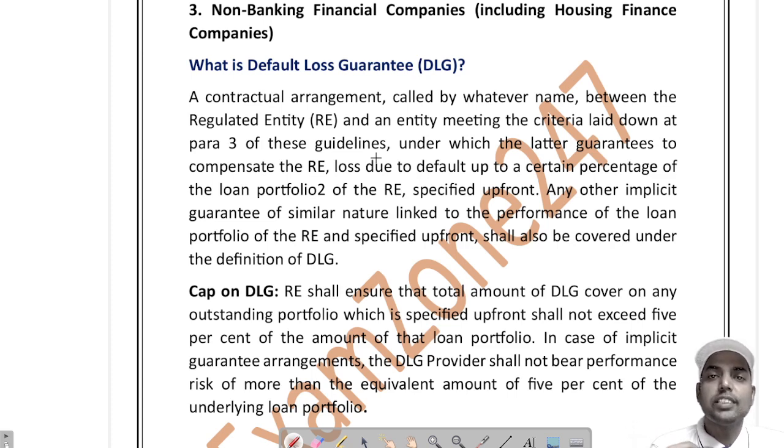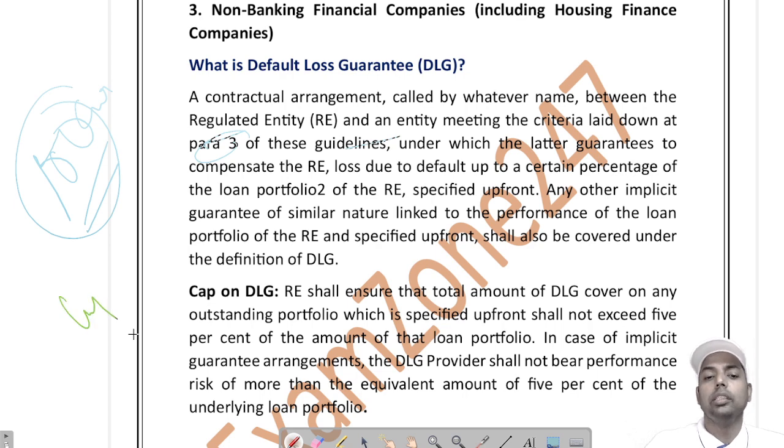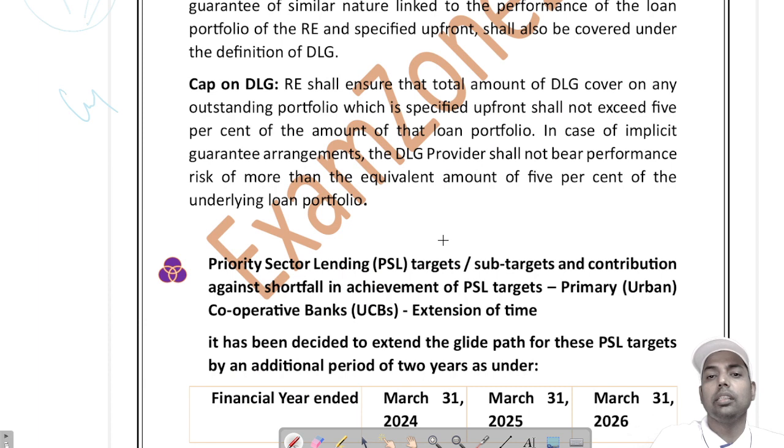But as far as banks are concerned, the regulated entity will mean all such banking entities which are regulated by RBI, an entity meeting the criteria laid down at para 3 of these guidelines. Go through para 3 in this part of the circular. The latter guarantees to compensate the regulated entity's loss due to default up to a certain percentage of its loan portfolio. Suppose digital lending is 100 crores, then a certain percentage of this will be covered by the guarantee. This is the default loss guarantee.